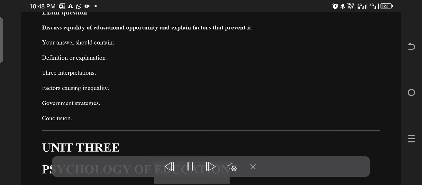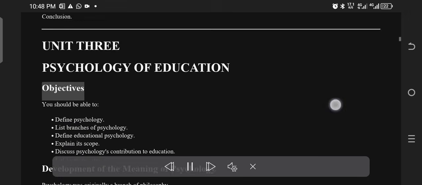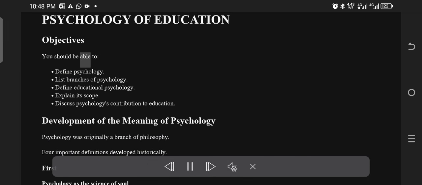Unit 3. Psychology of education. Objectives. You should be able to define psychology. List branches of psychology. Define educational psychology. Explain its scope. Discuss psychology's contribution to education.